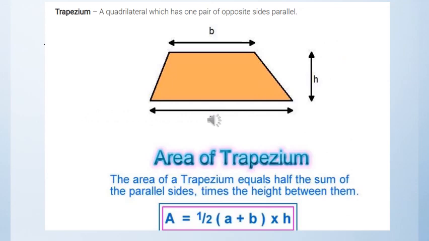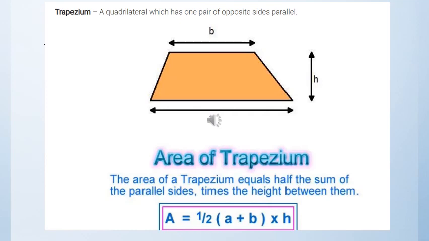A quadrilateral which has one pair of opposite sides parallel is called a trapezium. So you have to listen to the statement carefully again. A quadrilateral which has only one pair of opposite sides parallel, the other pair not parallel, is called a trapezium.